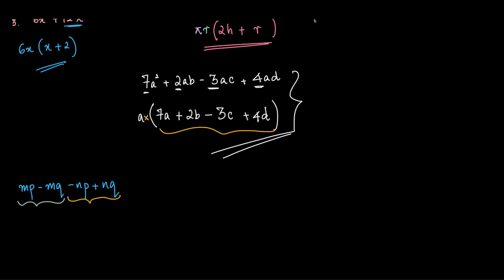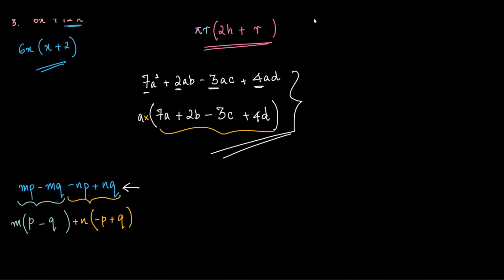mp minus mq. m is the only common factor, so I'll take m out. If I take m out, from the first term what remains is just p, minus, and then what remains from the second term is q. So m times p minus q. And from the second pair, I can see that n is a common factor. So if I take plus n out, what I'll have inside the bracket is a negative p and a positive q. Alright, so now we've factorized this algebraic expression with 4 terms by taking it as groups of 2 and individually factorizing each pair.